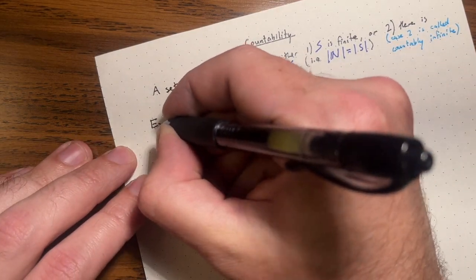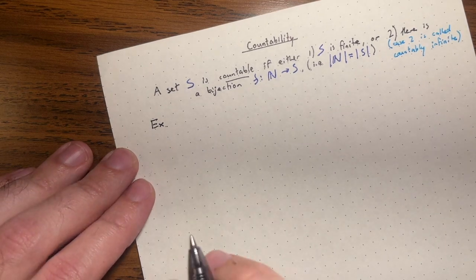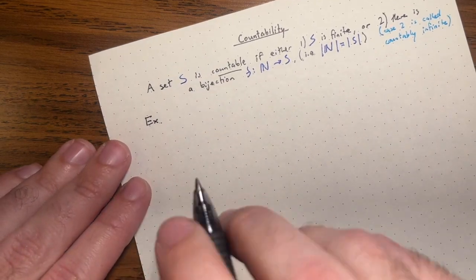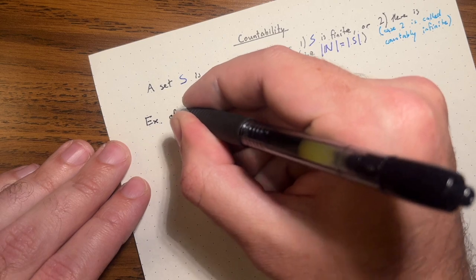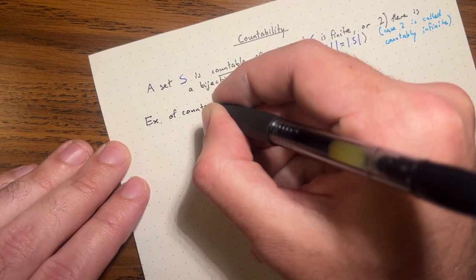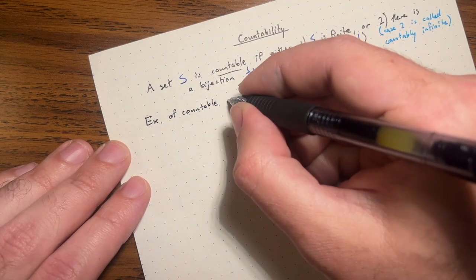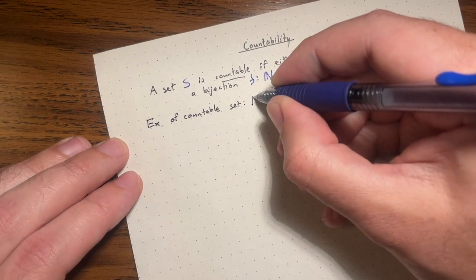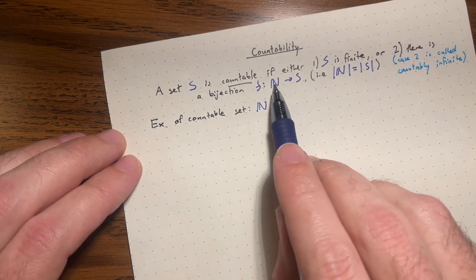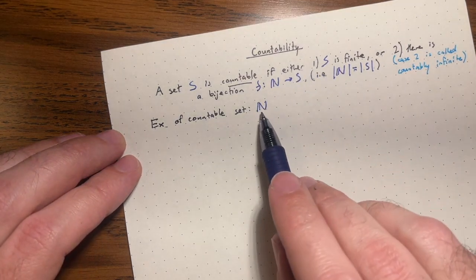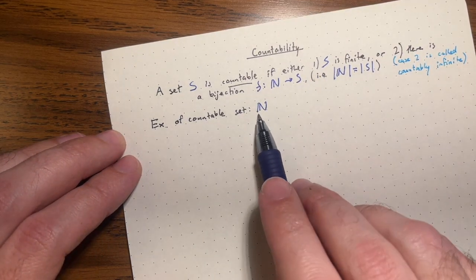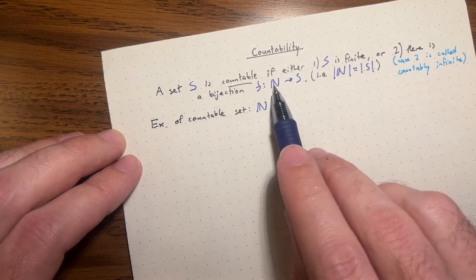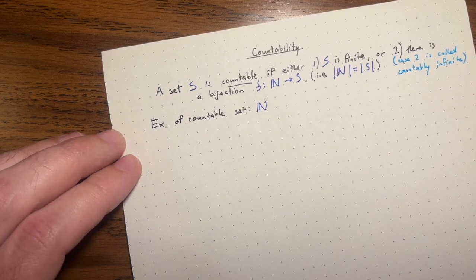And so there are many examples, actually, of countable sets. Many, many examples. Examples of countable sets, we have already seen quite a few. Let's start with N itself. If we can find a function from N to itself, then we've proved that N is countable. We'll just take the function that maps every element to itself.